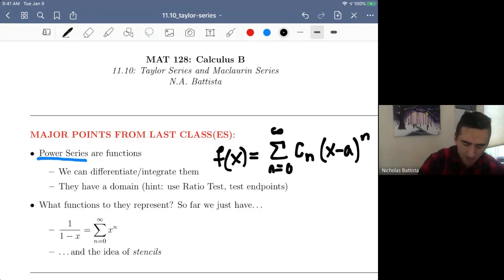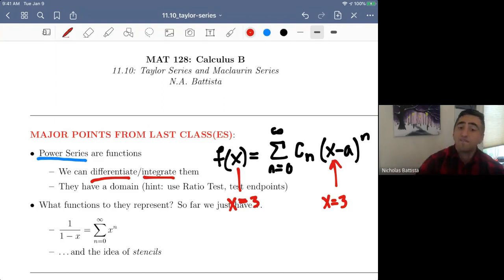And we started investigating these, asking ourselves if they are functions. Well, we saw that we could differentiate and integrate them just using the power rule. We asked ourselves, what values of x are we allowed to put into these power series such that we get a meaningful thing in return? Meaning, we put in, say, x equals 3 into this power series, and when we insert x equals 3, we get a finite number in return. So one input gives us one particular finite output in return, just like the functions we know and love.